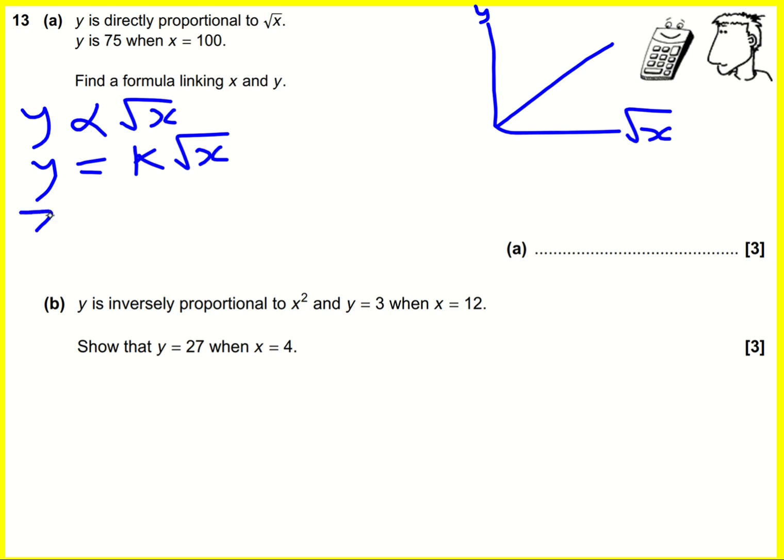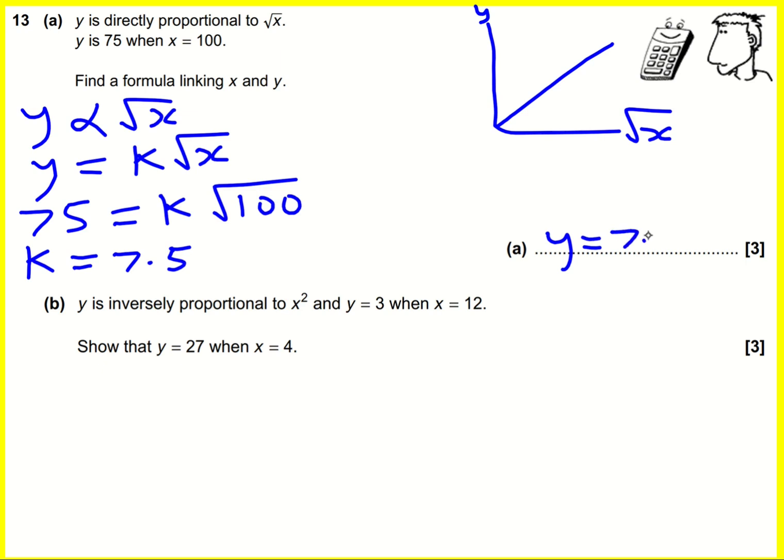I can substitute in 75 equals k multiplied by root 100. Now that is equal to 10, so I can do 75 divided by 10, and I'm going to get that k is 7.5. And I'm there. Y equals 7.5 root x. Remember, these were just true for certain values. This is true in general.